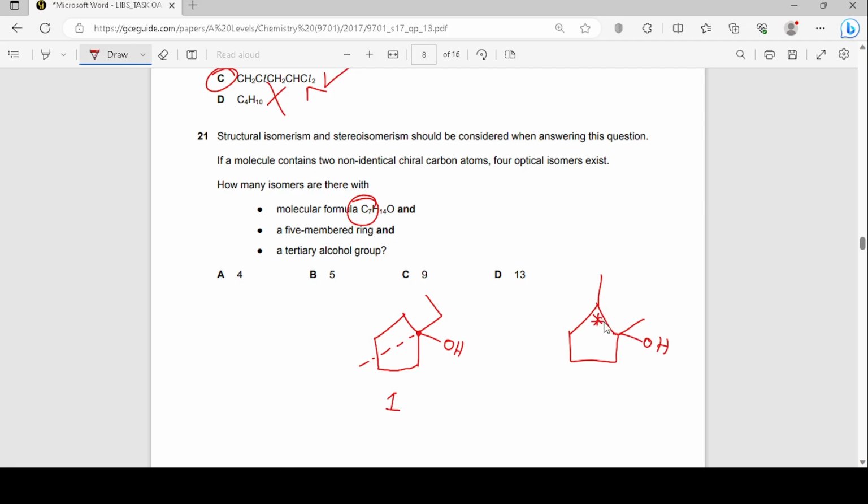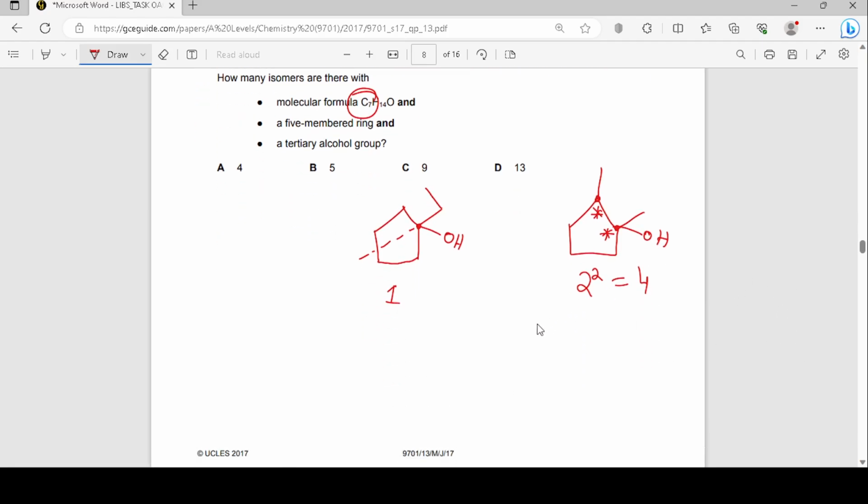Therefore, this carbon atom is chiral, and this carbon atom is also chiral. Because I have two chiral centers, that means I have four optical isomers, as they've mentioned in the stem of the question. So till now, I have 1 plus 4, which is 5. But let's see if there are other possibilities.